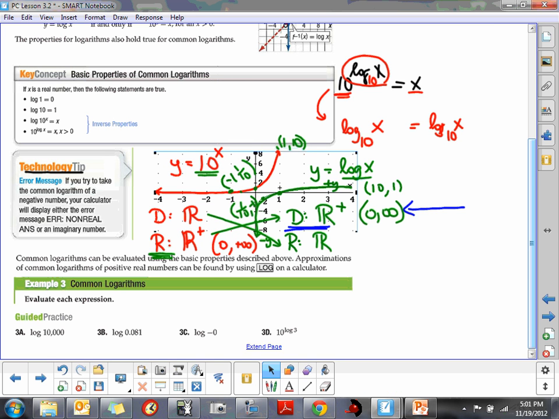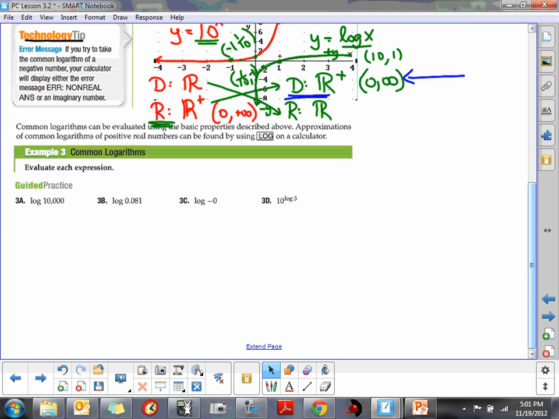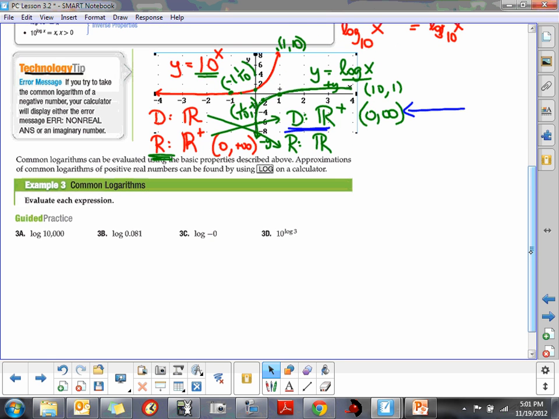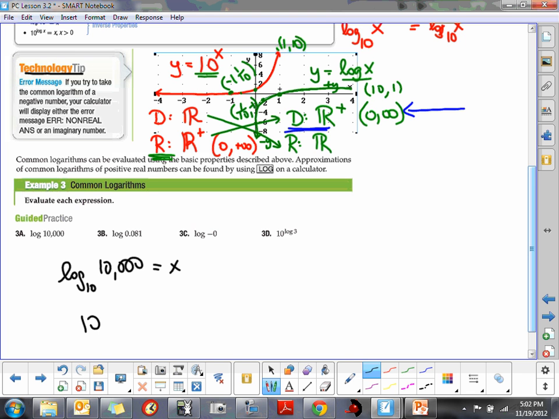So some of these exercises are going to be calculator exercises, and others are going to be without a calculator, and we're going to ebb and flow between these. So the first one says, find the common log of 10,000. Now the common log is base 10. It's saying, find the exponent I raised 10 to to get 10,000.